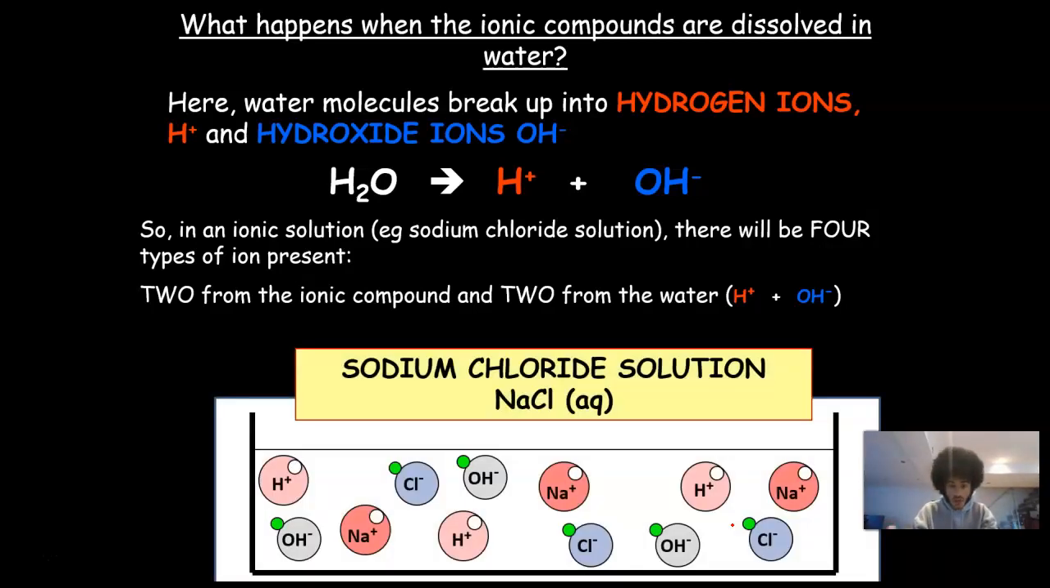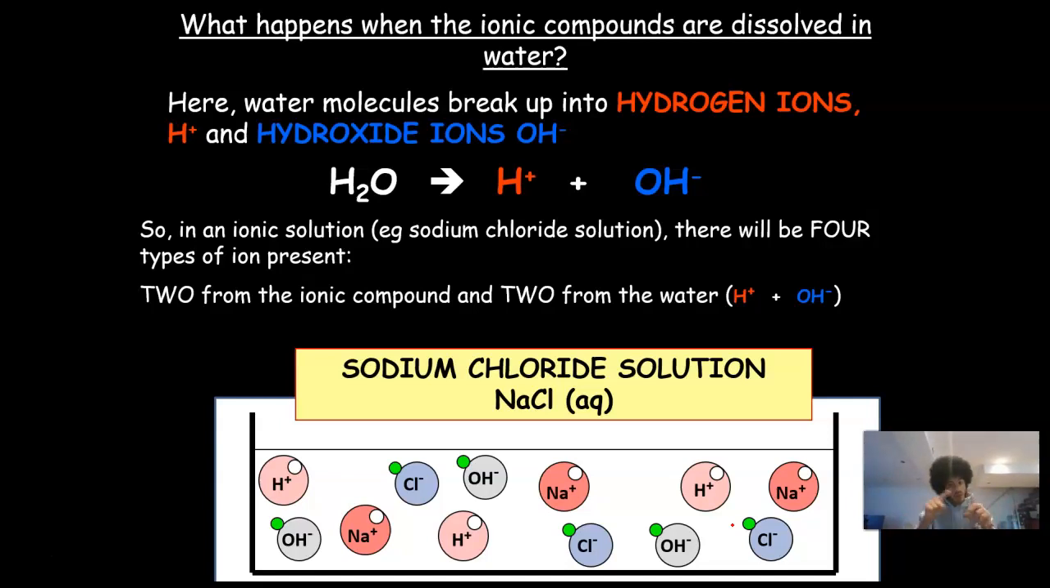So for sodium chloride, for example, it will look like this on the picture. You'll have Na+, which is the red circle, and Cl-, which is the blue circle, and they were from NaCl. You've also got H+, which are the light red or pink circles, and you've also got OH-, which are the grey circles. So you have four different ions.